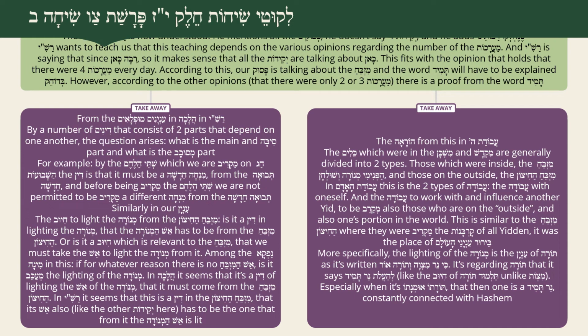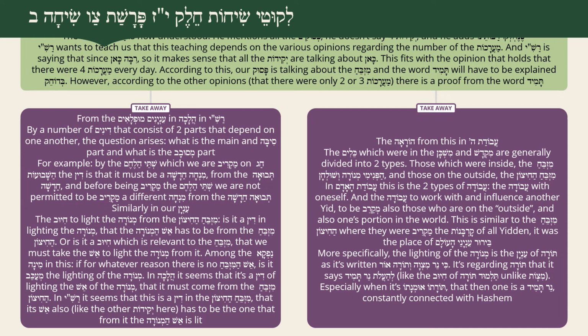Now in Avodas Ha'adam, these are the two types of Avodah. There is the Avodah of the inside, which is the Avodah with oneself, and then there's the Avodah with the outside, which is to work with and influence another Yid, to be Mekarv also those who are on the outside, and also in addition to that, for a person to work with their portion in the world.